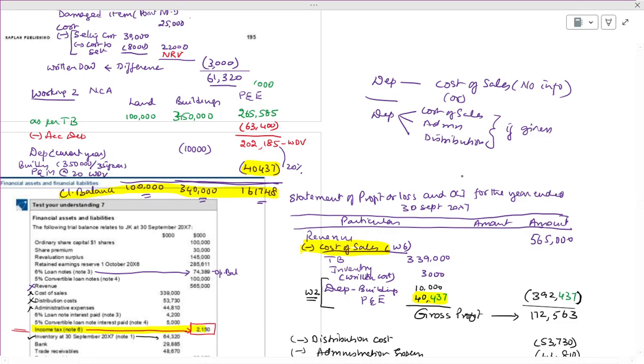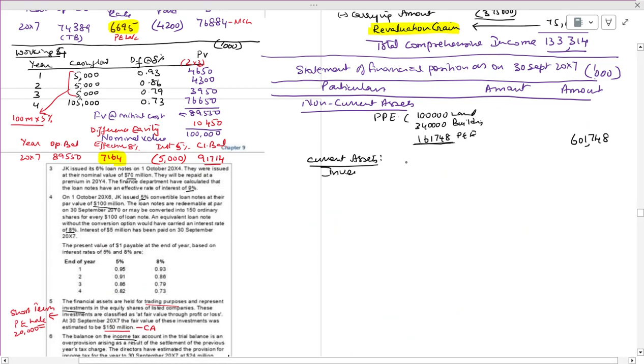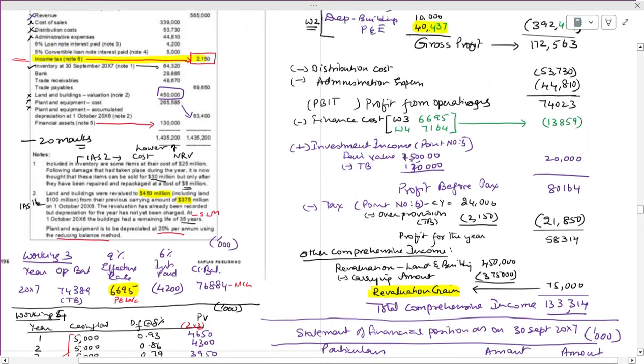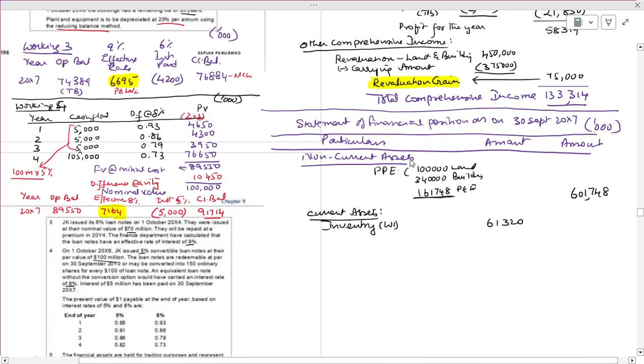Working one. Is it right? This is the closing inventory. 61,320. This is the closing inventory. Working one, okay, 61,320. Next, what is there? Receivables. Trade receivables. How much? 48,670. Is it right? How much is the receivables? 48,670. Okay, next. What is there?